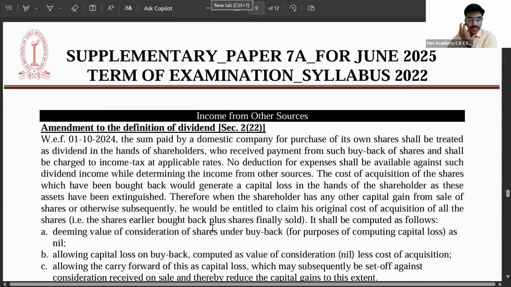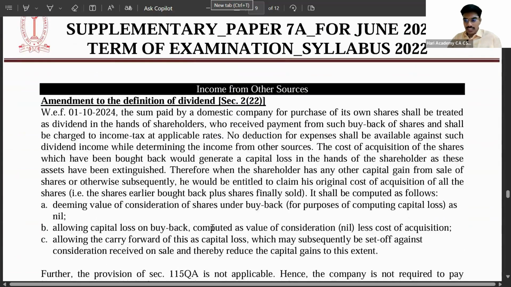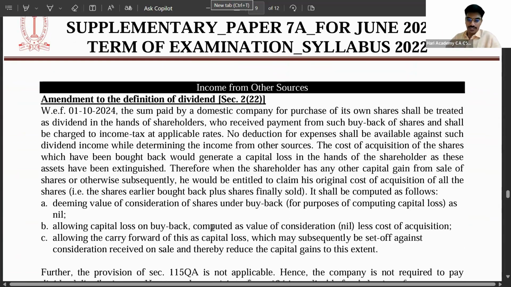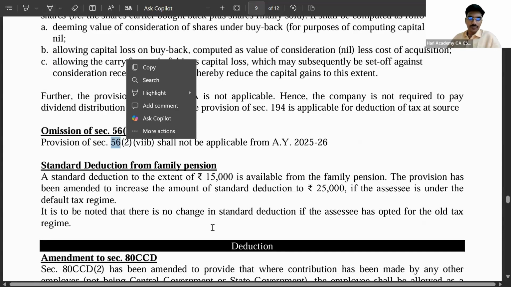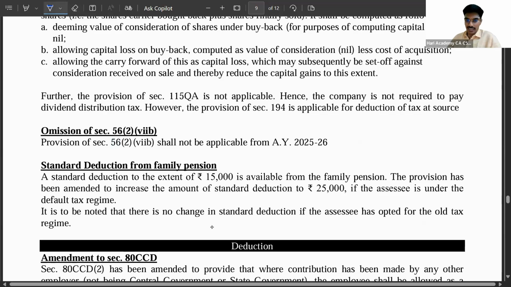Next is income from other sources. As I've already said, earlier buyback was taxable in the hands of the company. Now that has been removed and now it is taxable in the hands of the shareholder itself as dividend. 115QA is not applicable. Next is section 56(2)(viib). This is what they call angel taxation.